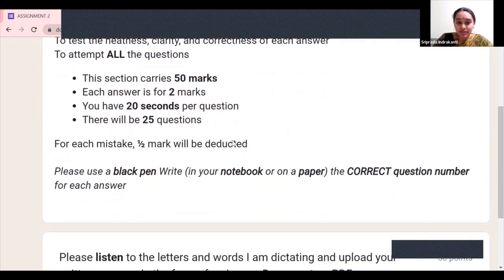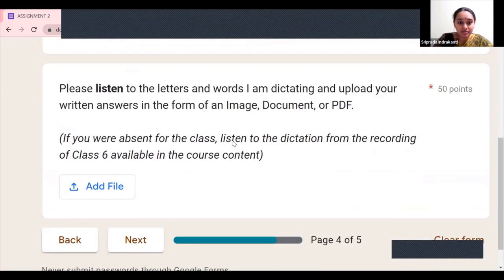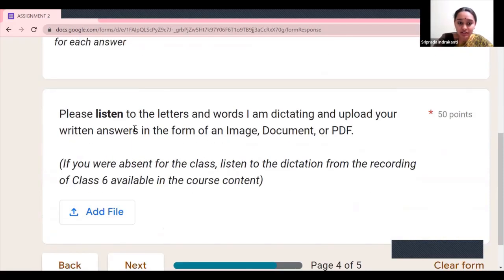So the same question, the same rules. The only difference is that the words will be different. So I'll stop sharing my screen because it'll be the answer key. And the answer key for assignment 1 is now available in the notes, I think, in class notes. Okay, so I hope you all are ready.